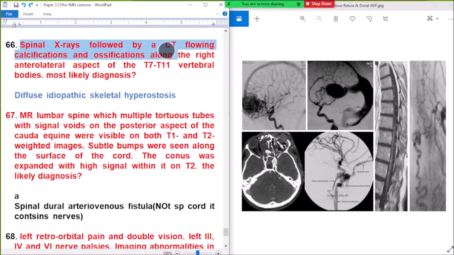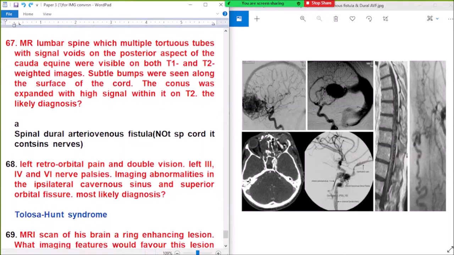Question number 66. Spine X-rays followed by CT scan show flowing calcification and ossification along the right anterior aspect of the T7 to T9 vertebral body, most likely diagnosed as diffuse idiopathic skeletal hyperostosis. On CT scan there is flowing calcification and ossification along the right anterior aspect of the T7 to T11 vertebral body, most likely diffuse idiopathic skeletal hyperostosis.